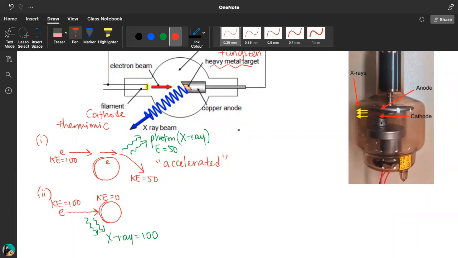Now, number 3. Number 3 is that, okay, let me draw again. Here is the atom, and then the electron of the tungsten atom.